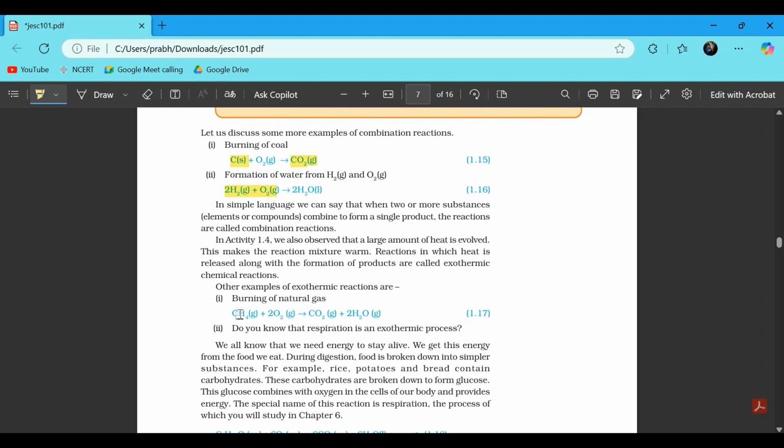Burning of natural gas, like methane, CH4, is called methane. You need not learn the names, but you will come to know them. And you know, a reaction in which heat is released along with the formation of products is called exothermic, and when heat is not released, it is called endothermic. Exo means out, so heat comes out means exothermic, and thermal means heat. CH4 plus O2: methane reacts with oxygen and gives out carbon dioxide and water, CO2 plus H2O.